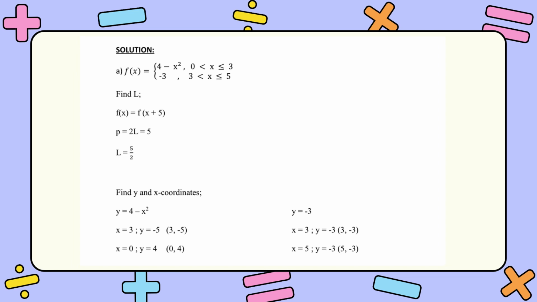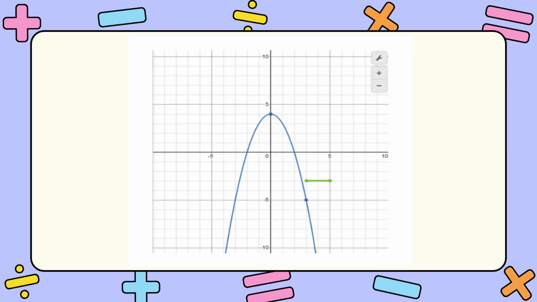The first thing that I did was list down both of the functions, which is y equals 4 minus x squared and also y equals -3. For the first function, the interval was 0 to 3. When x is equal to 3, y is calculated to be -5, and when x is equal to 0, y is 4. For the second function, the interval is 3 to 5. When x is equal to 3, y was calculated to be -3, and when x is equal to 5, y is found to be -3 also, because y is a constant value. So this is the graph that I sketched.